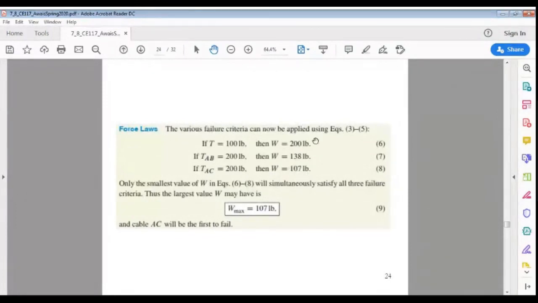Select the smallest of these three values of W, and that will be the safe value of W that can be applied on that particular structure. So in this case, the smallest value is 107 pounds. So 107 pounds is the maximum safe value of weight W that can be applied on that particular structure. Any question till this point?